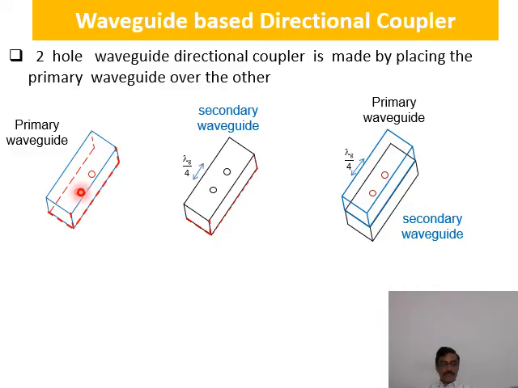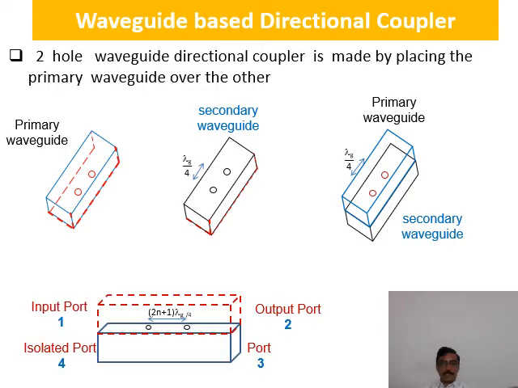In the bottom side of the primary waveguide, 2 holes are made with a distance of lambda g by 4. Similarly, the 2 holes are made with a distance of lambda g by 4 on the top side of the secondary waveguide. Finally, the two-hole waveguide directional coupler is made by placing this primary waveguide over the secondary waveguide like this. For more clarity, this figure is shown.